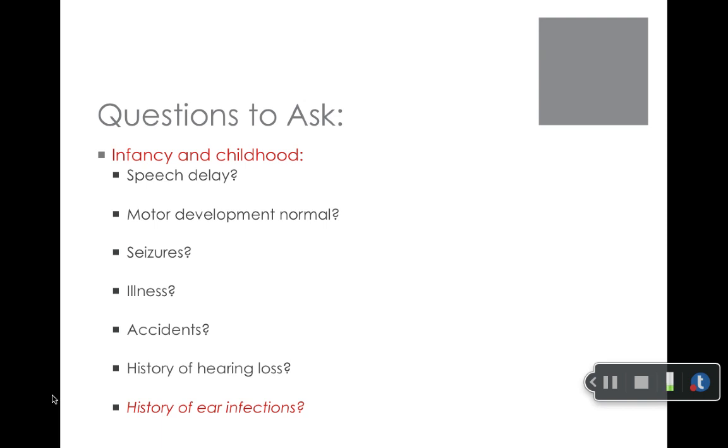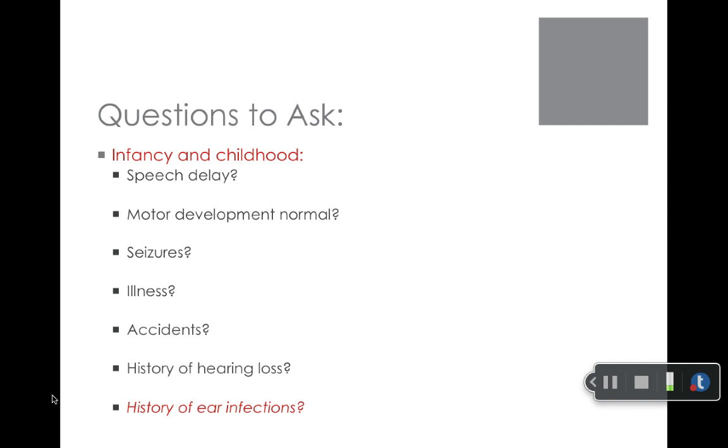So there are also questions to ask in the waiting room. Is there speech delay? Remember, the number one reason that children visit the audiologist is to rule out hearing loss as the cause of the speech and language delay. So you're going to ask, has there been a speech delay? What's the motor development like? In the waiting room, watch the child, see the child's gait, see how the child interacts with the other people in the waiting room, with the toys.